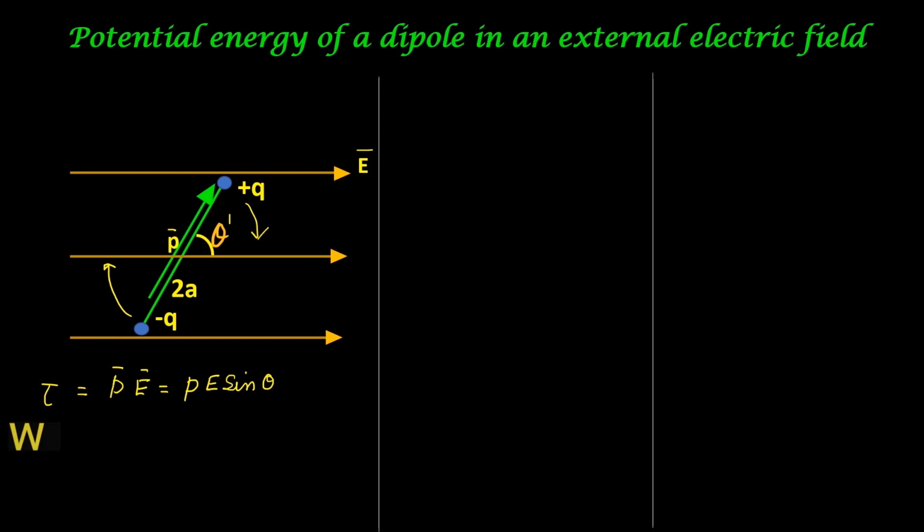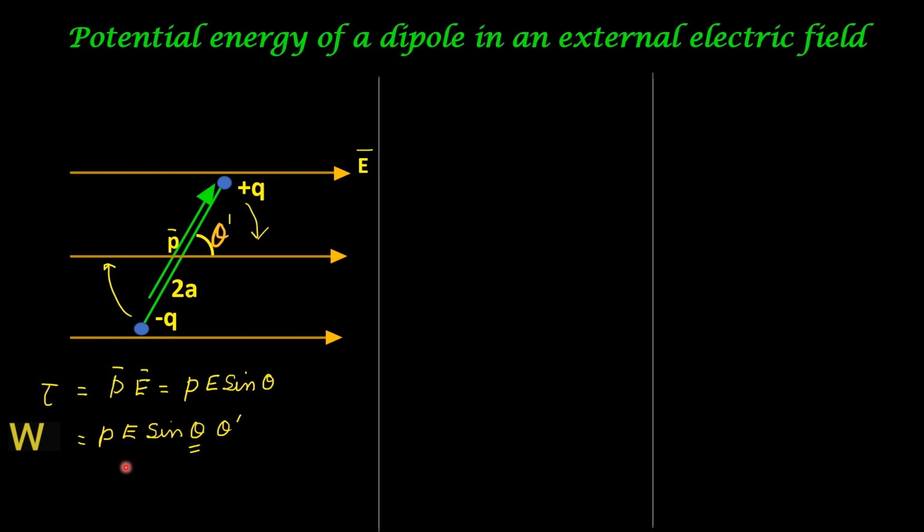The work done, W, in rotating the electric dipole by an angle theta 1 can be written as PE sin theta multiplied by theta 1. PE sin theta is the force and theta 1 is the angular displacement. Work done is equal to F into S. So S is the angular displacement theta 1. W is the total work done.